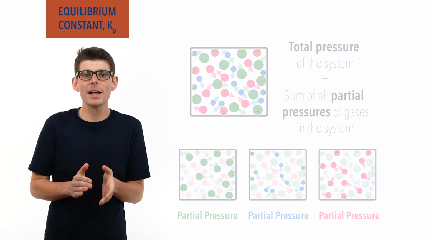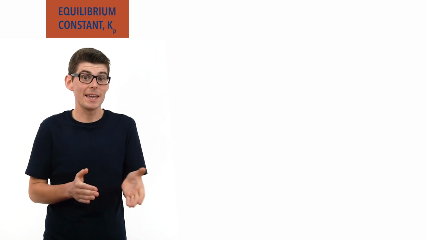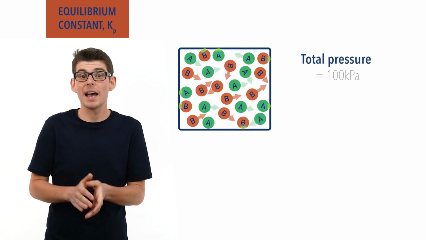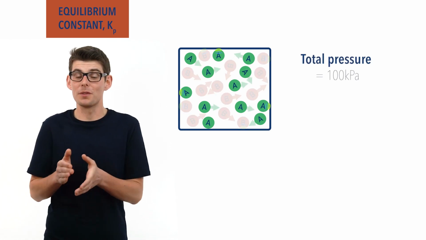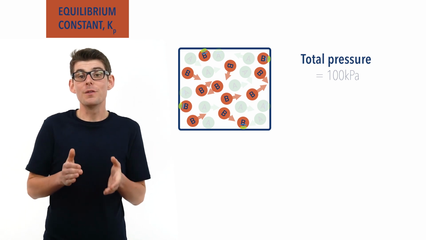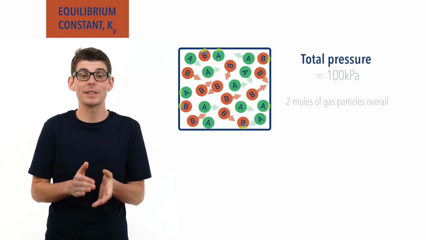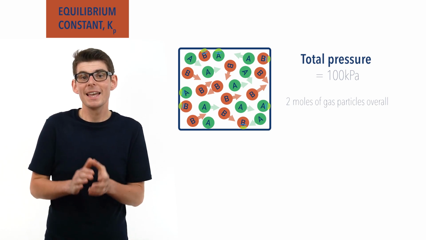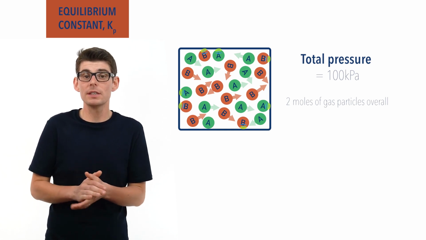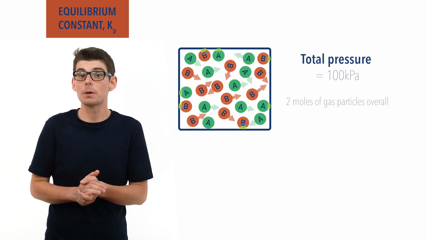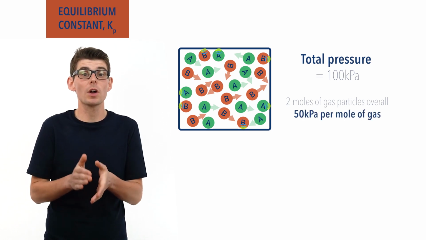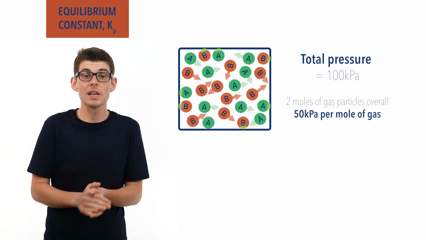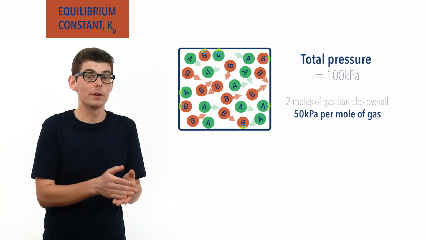For example, imagine a sealed box with two gases in, A and B. The gas pressure inside the box is 100 kilopascals, and there is 1 mole of A and 1 mole of B inside the box. This means there are 2 moles of gas particles in total, causing an overall pressure of 100 kilopascals. Each type of gas, therefore, can be considered as contributing 50 kilopascals of pressure to the total pressure of 100 kilopascals, as 100 kilopascals divided by 2 moles gives 50 kilopascals per mole of gas.